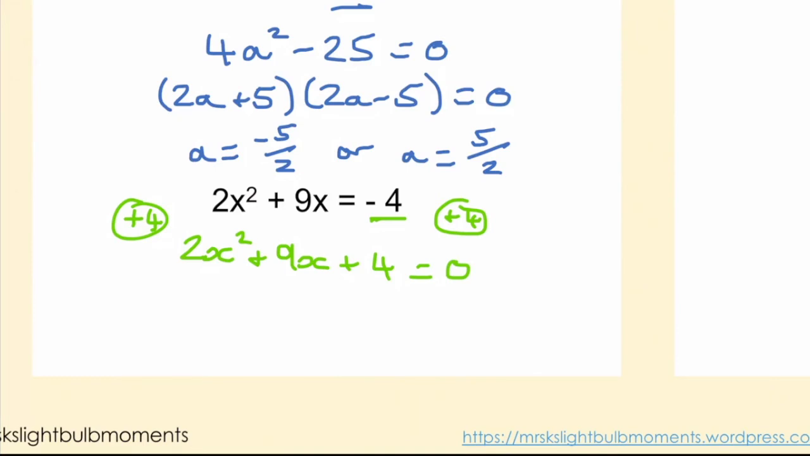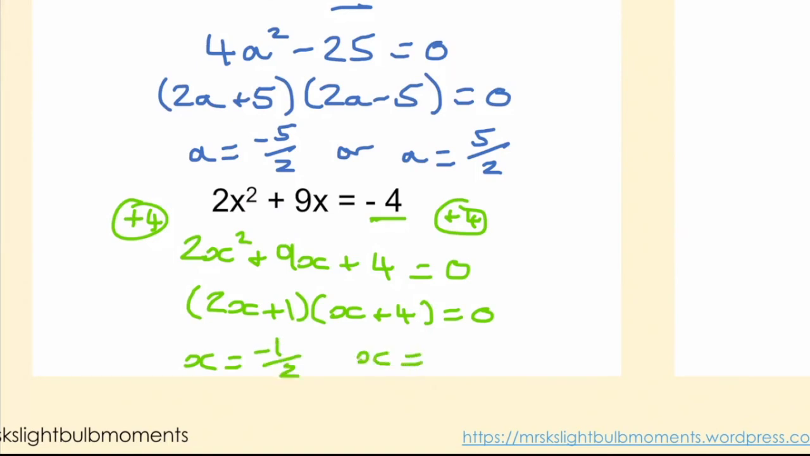We actually solved this one earlier on, so I'm not going to go through it again, but our answer was 2x plus 1 and x plus 4. So that's when we factorised it like we did earlier. You'd have to do that from scratch if this was just an exam question on its own. Now, because it equals 0 and it's in our nice brackets, we can solve. The first bracket gives us minus 1 over 2. The second bracket gives us minus 4.